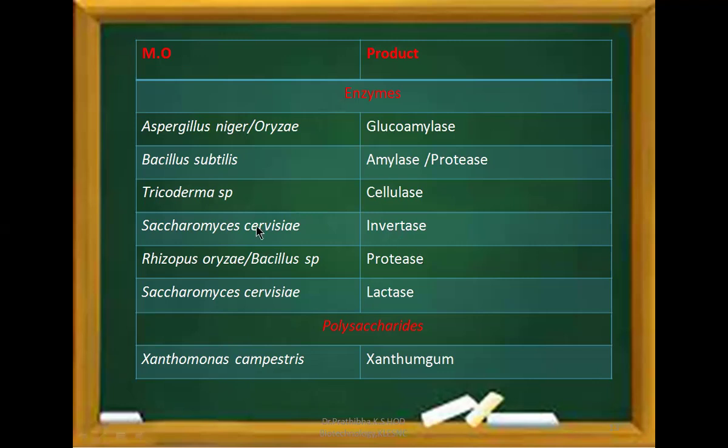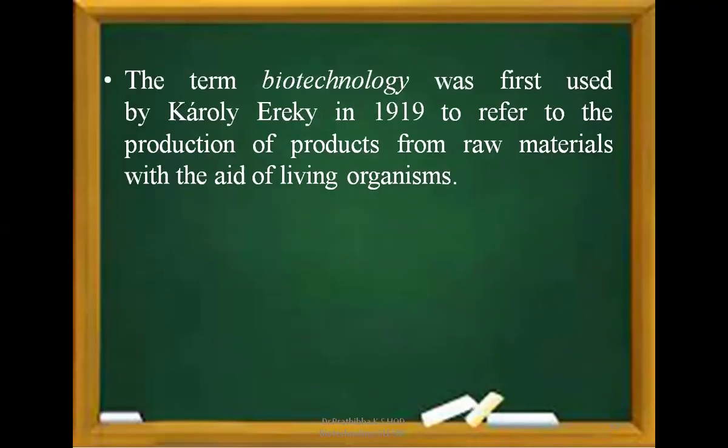Invertase enzyme extracted by using again yeast, that is Saccharomyces cerevisiae. Protease from Rhizopus oryzae or Bacillus species. Lactase from Saccharomyces cerevisiae. All these enzymes we obtained by using the organism by applying the genetic engineering tools. The last one here, polysaccharides, which is xanthan gum, we obtained by using Xanthomonas campestris. So these are the examples for the products which are obtained by the microorganisms.